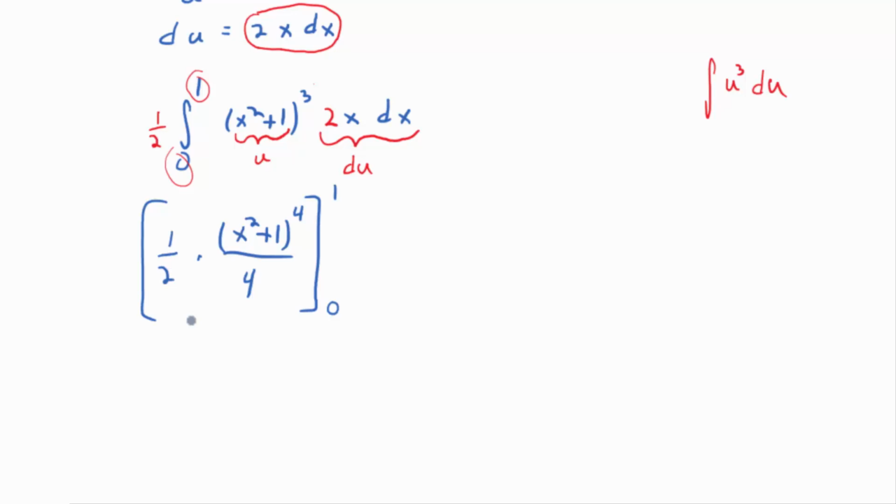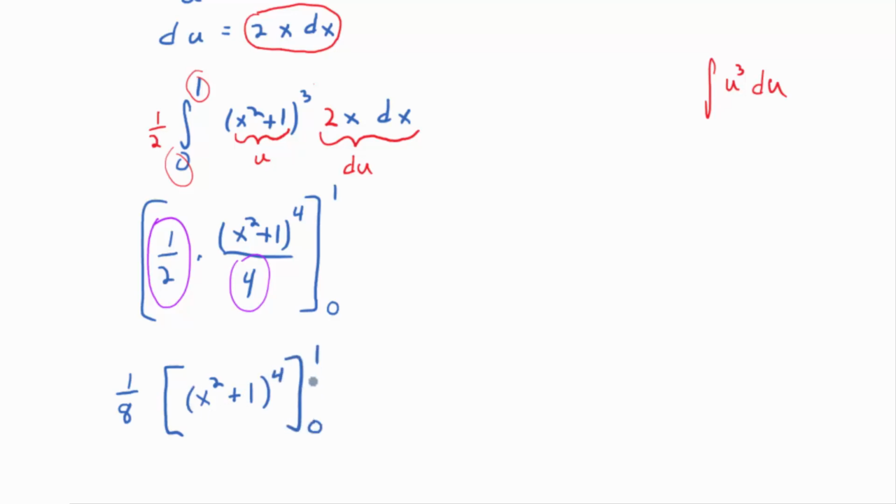So you could think of this as 1/2 times 1/4, right? So what would you pull out front? Out of what I call the evaluation brackets or symbols, I would pull out that 1/8. Does everybody see where that's coming from? What's left inside? X squared plus 1 to the 4th.